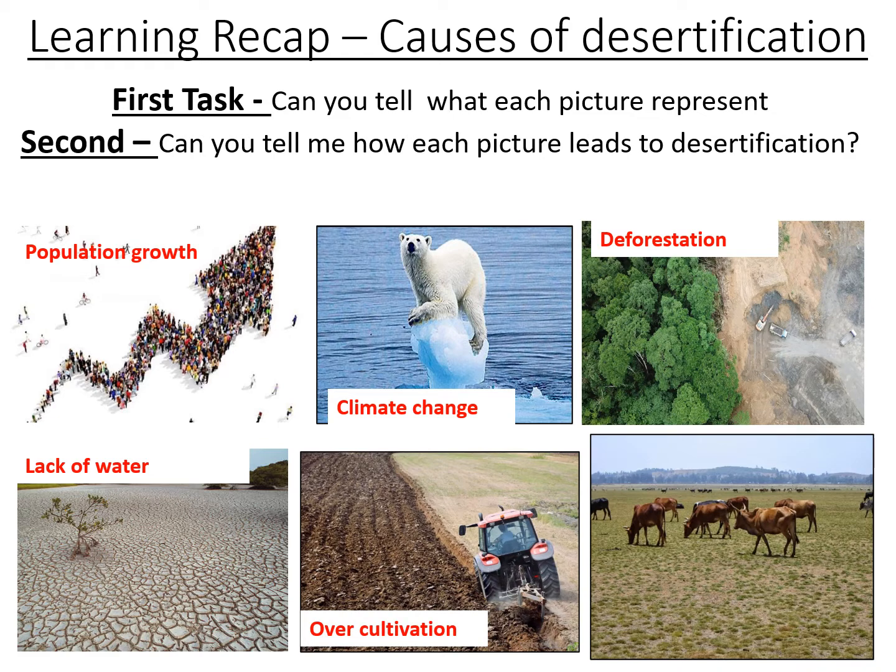Overcultivation is another cause of desertification. This results from the need to produce more and more food, and this leads to the soil becoming very exhausted. Eventually it will just turn to dust and again become infertile. The same with overgrazing.